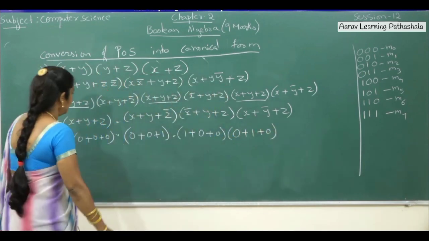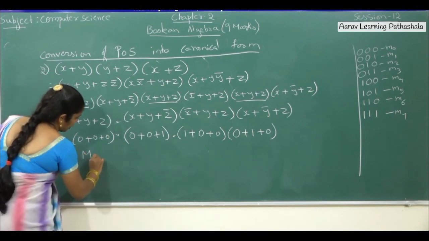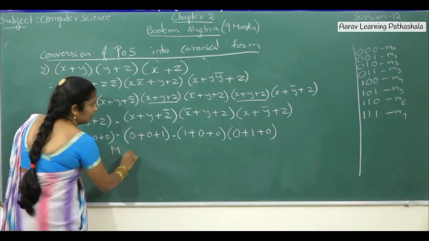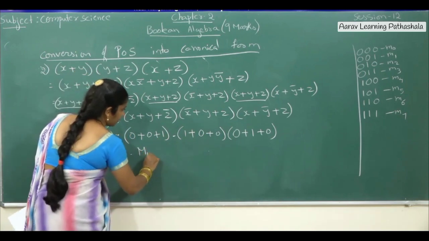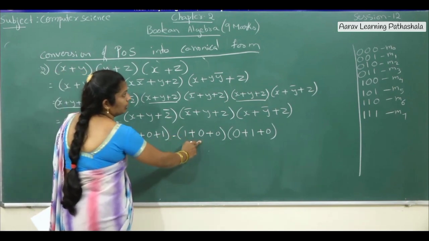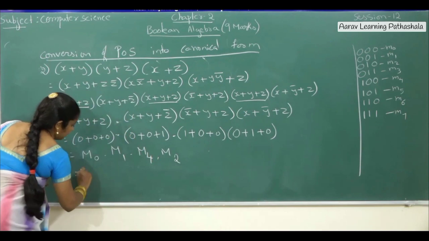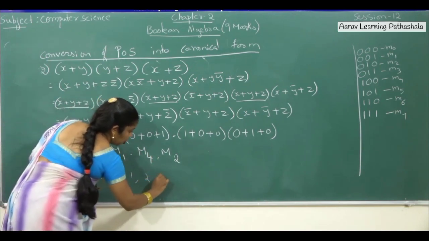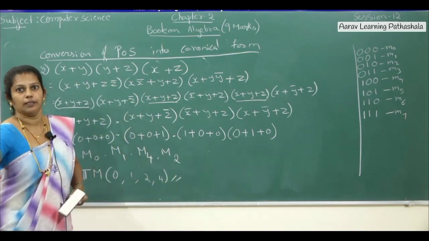Write down their equivalent designation: m naught. Next we have capital letter m1. Next here 100 represents m4. So m0, m1, m4. Next m2. Therefore, the final form is pi of capital M of 0, 1, 2, 4. This is the final reduced expression.